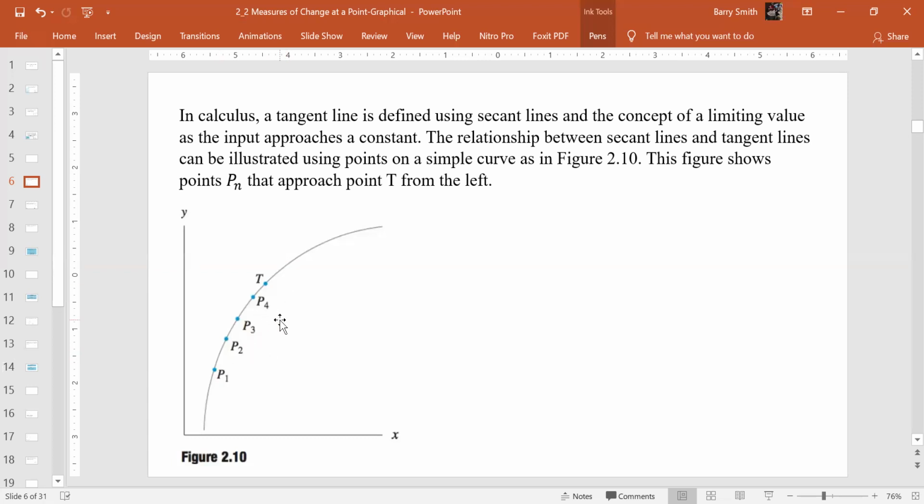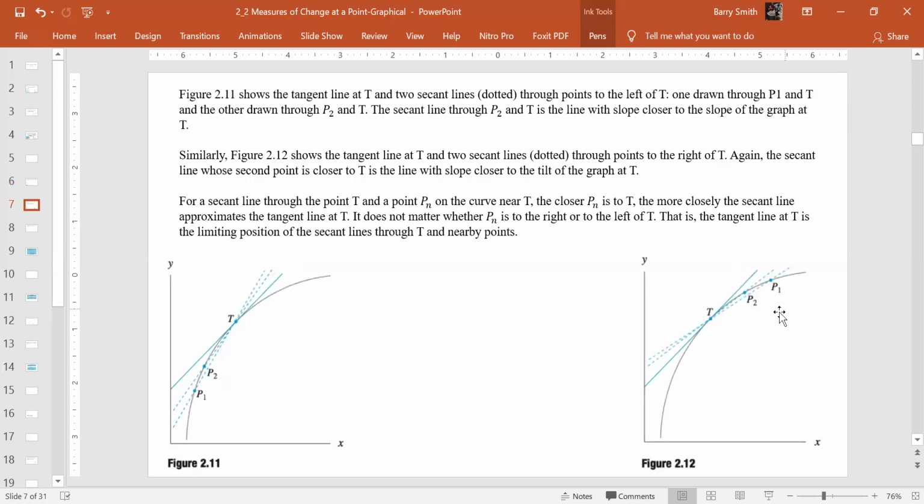And that's approaching it from the left. Now we're approaching it from the left and from the right, so we're looking at it both ways. As you see, moving from point 1 to point 2, we're drawing those secant lines from the point to the tangent. As we move closer, that secant line has a slope closer to that tangent, because the solid line is the tangent line.